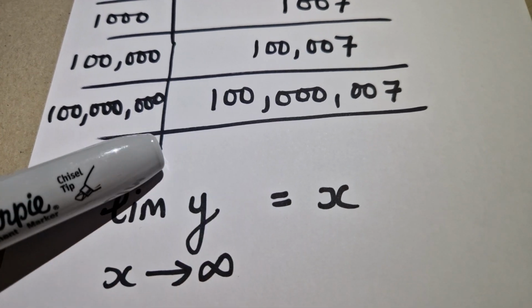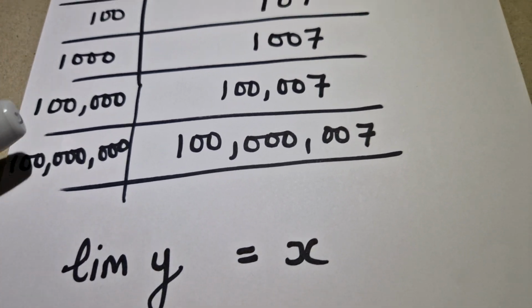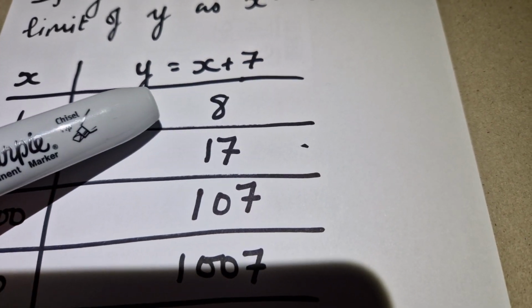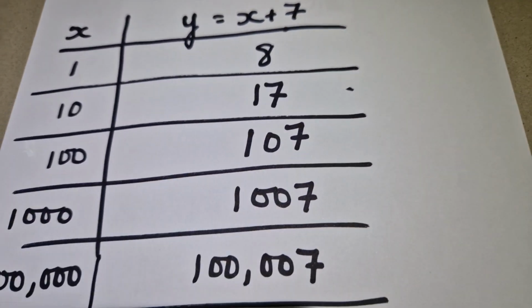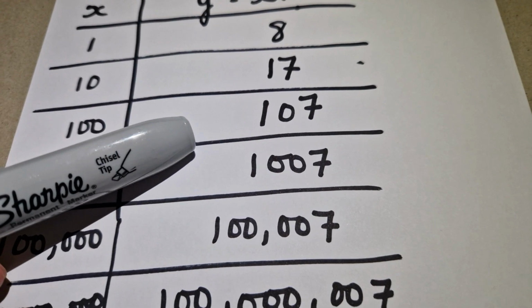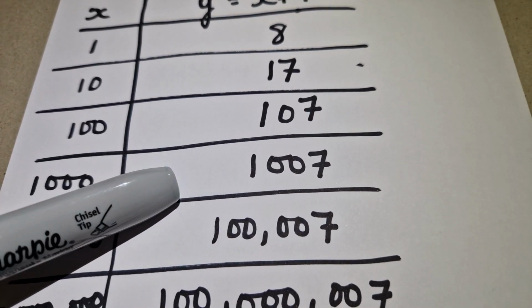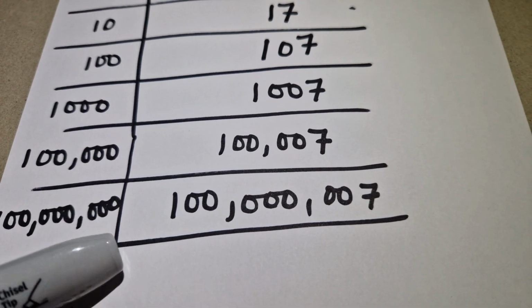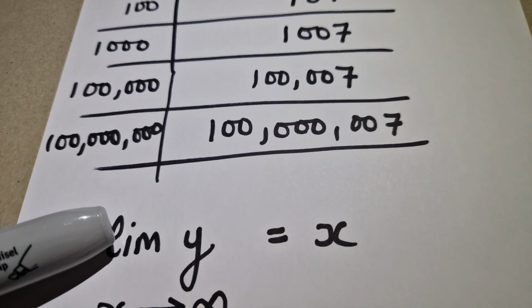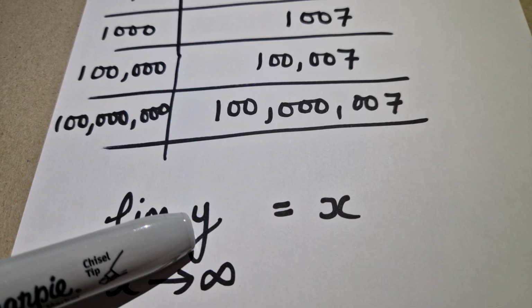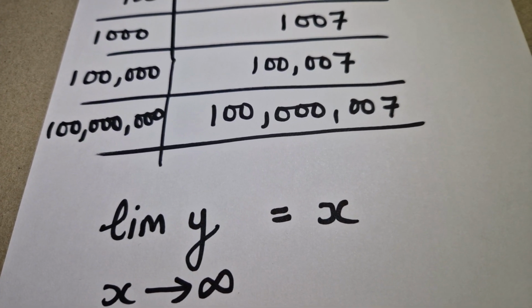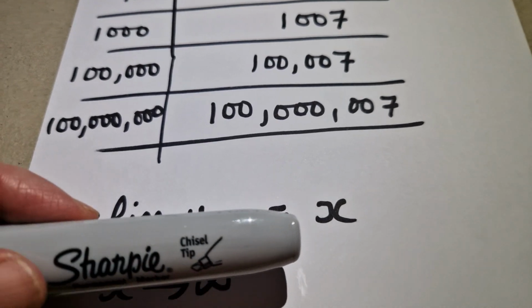And what we mean by that is while we are always adding 7 onto the value of x to get our value of y, the value of x and y will never truly be equal to each other. But as x tends to infinity, the two things will be so close that we can say the limit of y, the value that y gets unbelievably close to but never quite reaches, is going to be x.